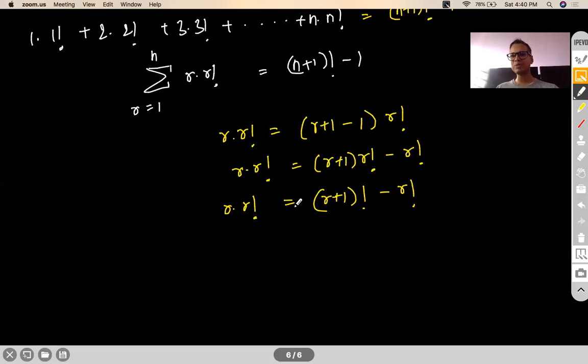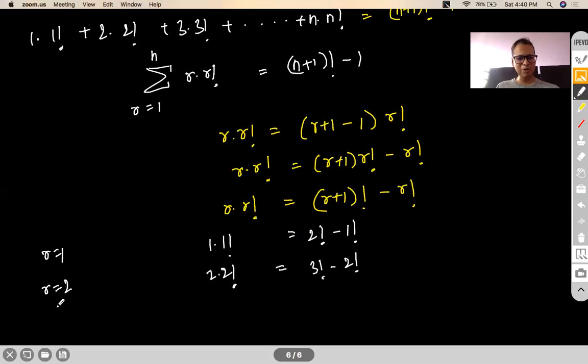So every term you can now break up as a difference of two terms. And this is not some ordinary difference. It is a difference which will lead to cancellation of many terms. This is what we call two consecutive functions in R. Same function, but one has an R plus 1, the other has an R. So now start putting R as 1. So 1 into 1 factorial is 2 factorial minus 1 factorial. Put R as 2. So 2 into 2 factorial is nothing but 3 factorial minus 2 factorial. And keep on doing it.